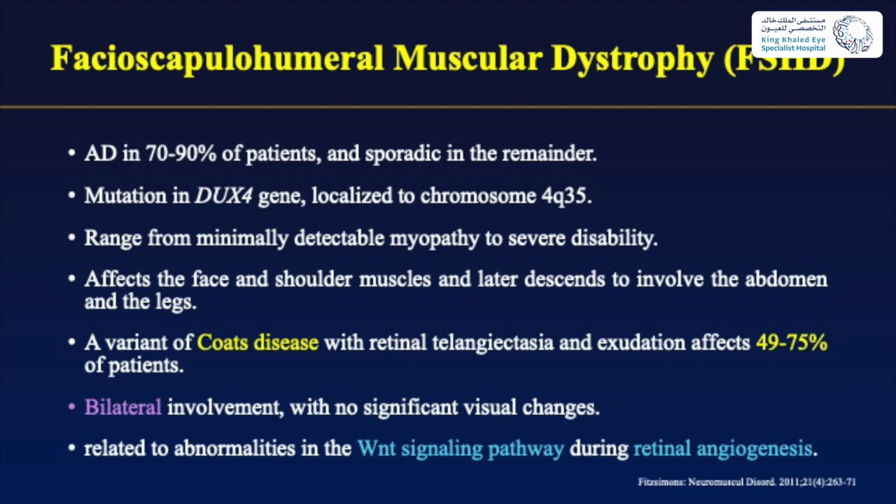A variant of Coats disease can affect 50 to 75% of patients. It has bilateral involvement, and as we said before, it's related to abnormalities in the Wnt signaling pathway during the retinal angiogenesis, similar to the pathogenesis that has been suggested in Coats disease.